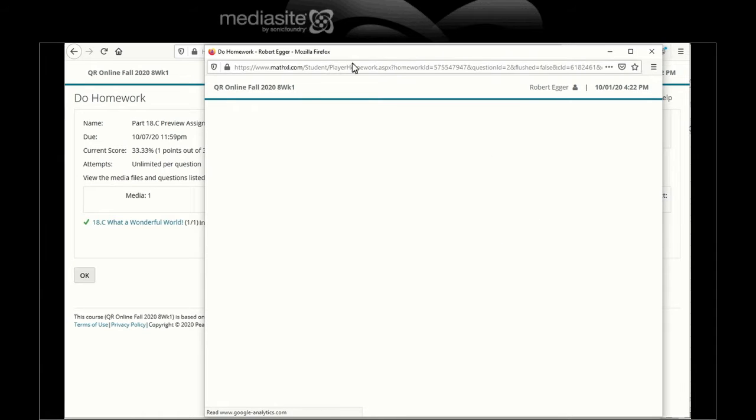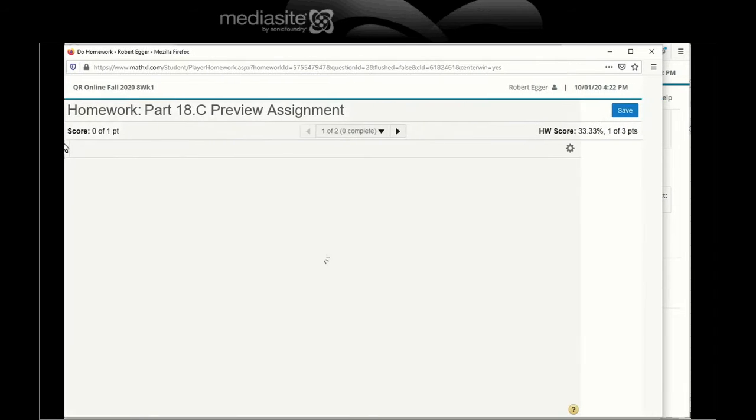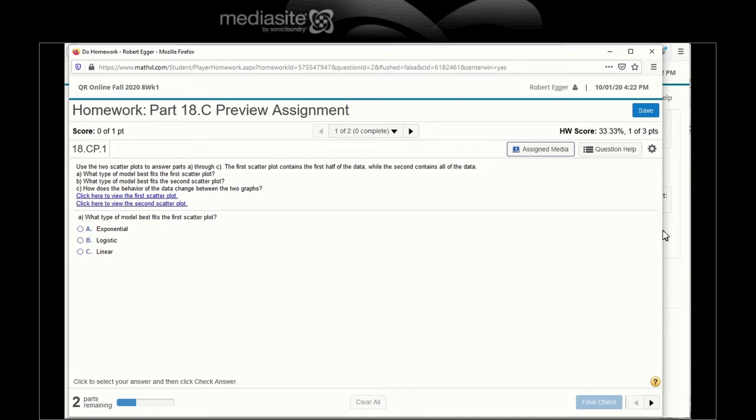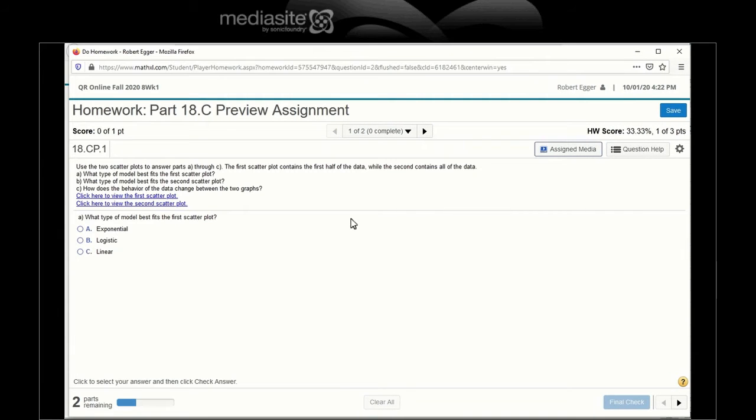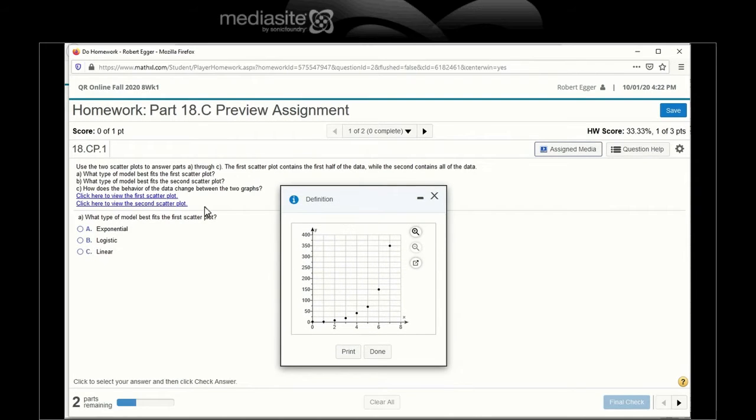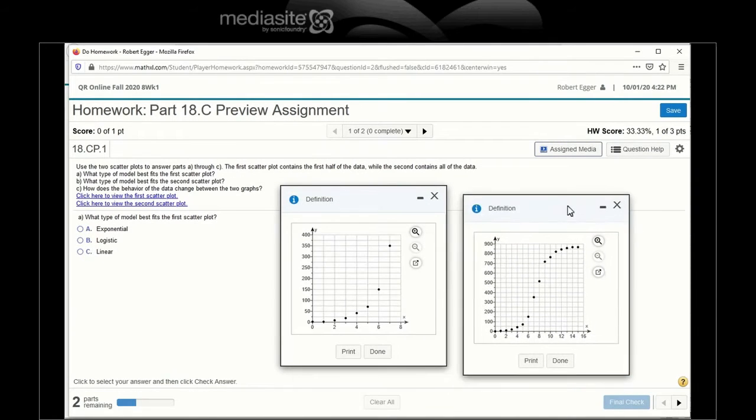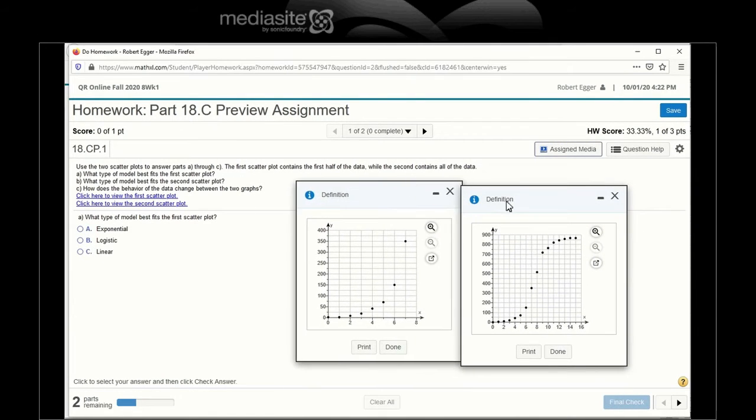Question 1. Use the two scatter plots to answer part A through C. The first scatter plot contains the first half of the data, and the second contains all the data. Okay, first half, second half, all the data. Oh man, this is going to be hard.